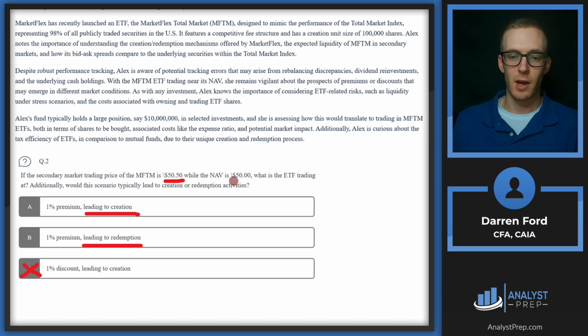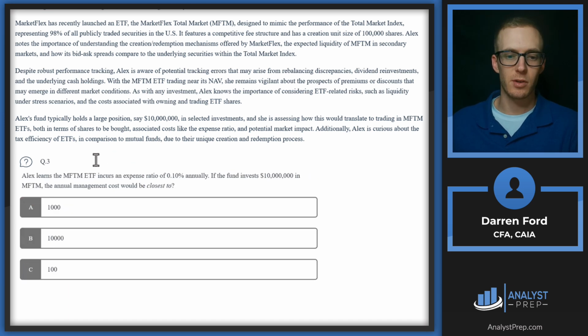$50.5, but the underlying securities are only worth 50. So they can buy those underlying securities for 50 and then sell them through the ETF via creation and make that 50-cent spread, basically. This is how the market works, essentially. So that causes that spread to converge, and so that's why ETFs generally trade near their NAV. But anyway, long-winded answer to say that we have a 1% premium, and we're going to have creation activity because of that. Answer A.